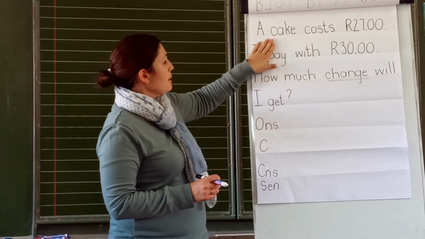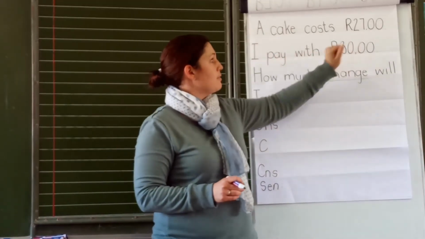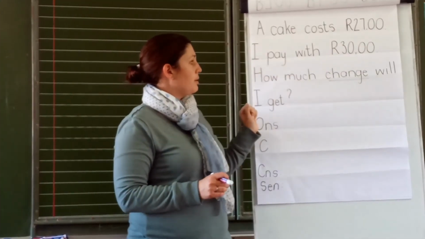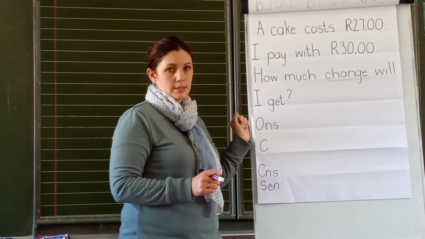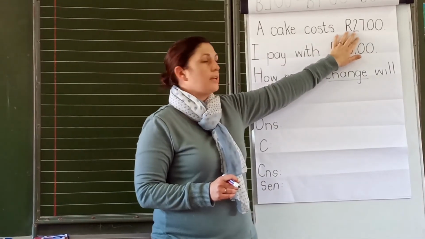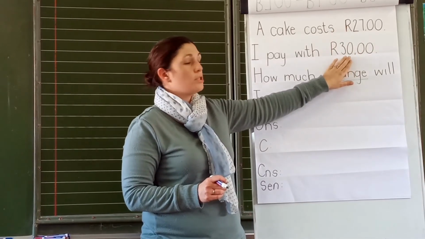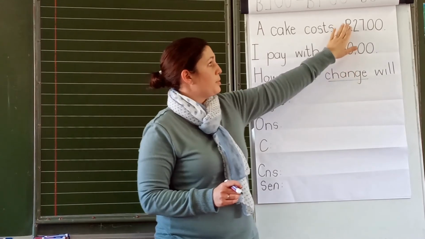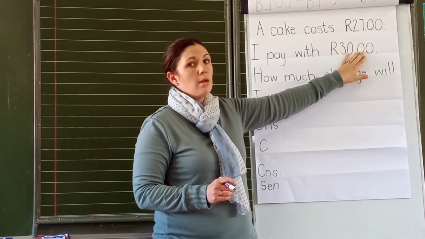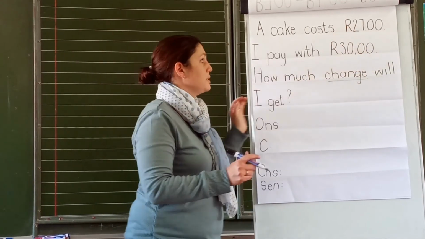So this sum here, a cake costs 27 Rand. I pay with 30 Rand. How much change will I get? So although the 27 Rand here is first, it is not the biggest number. The biggest number here is the 30 Rand. So I can't say 27 minus 30 Rand. I have to say 30 Rand minus 27 Rand.